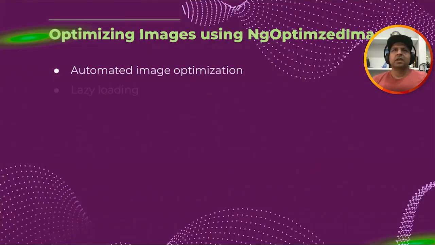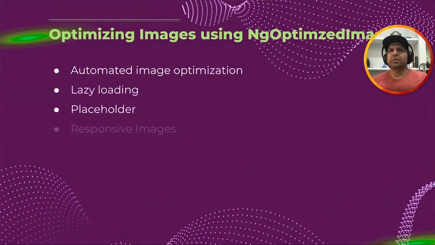All right. So yeah, the NgOptimizedImage directive. That's probably one of the most underused directives to optimize performance and images. And it comes loaded with many out-of-the-box features like lazy loading, image optimization, placeholders, and responsive images.